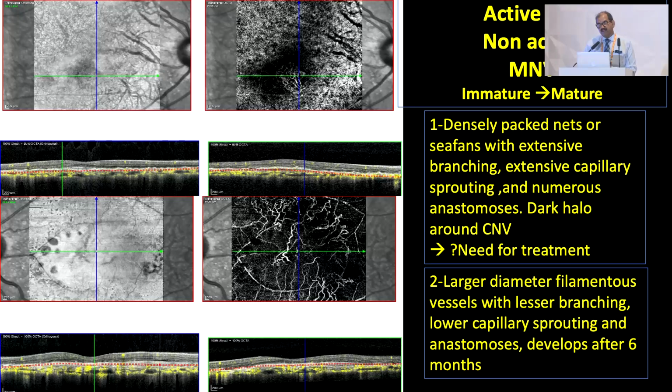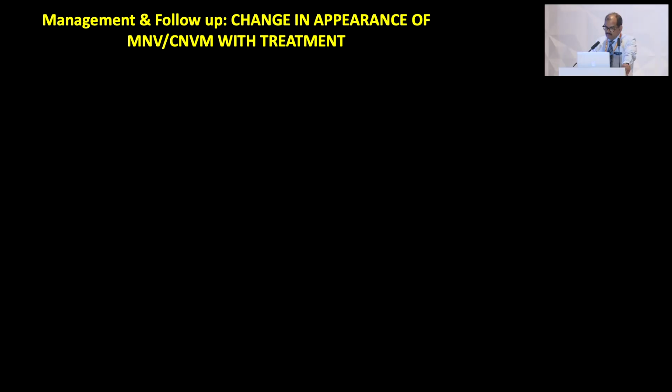There are features like a densely packed net, sea-fans with extensive branching, extensive capillary sprouting, and numerous anastomoses, and also a dark halo around the choroidal neovascularization. All these signs indicate that this is an active neovascularization, and this might require treatment. Larger diameter filamentous vessels with lesser branching, lower capillary sprouting, and anastomosis are the inactive lesions.